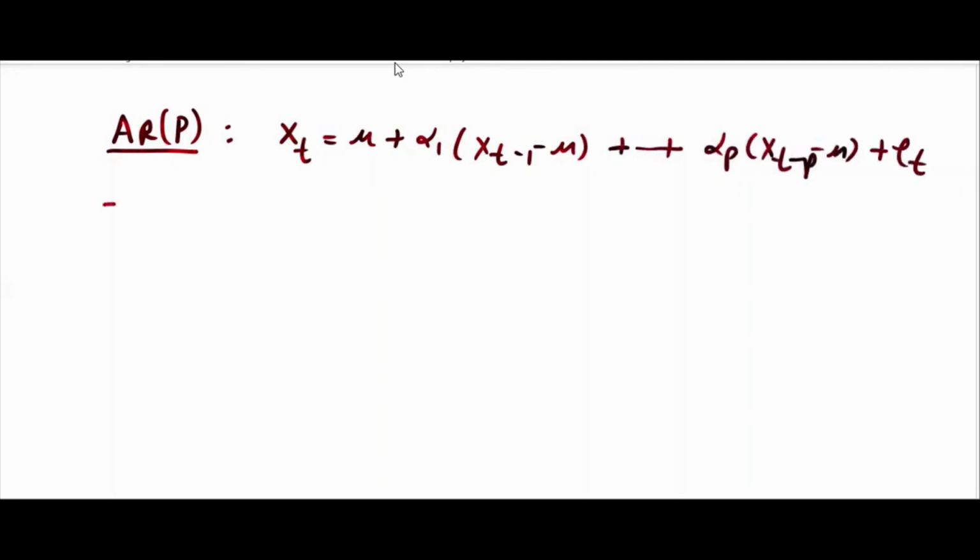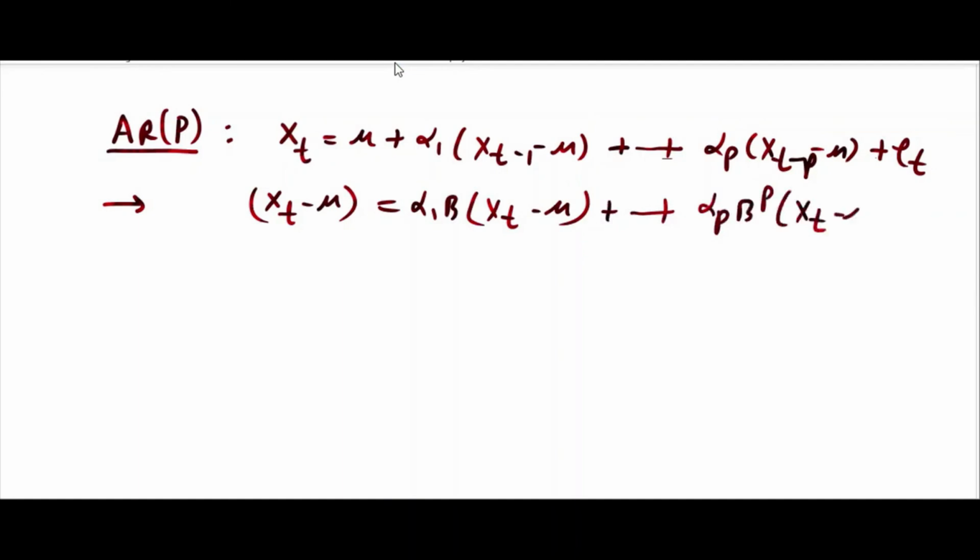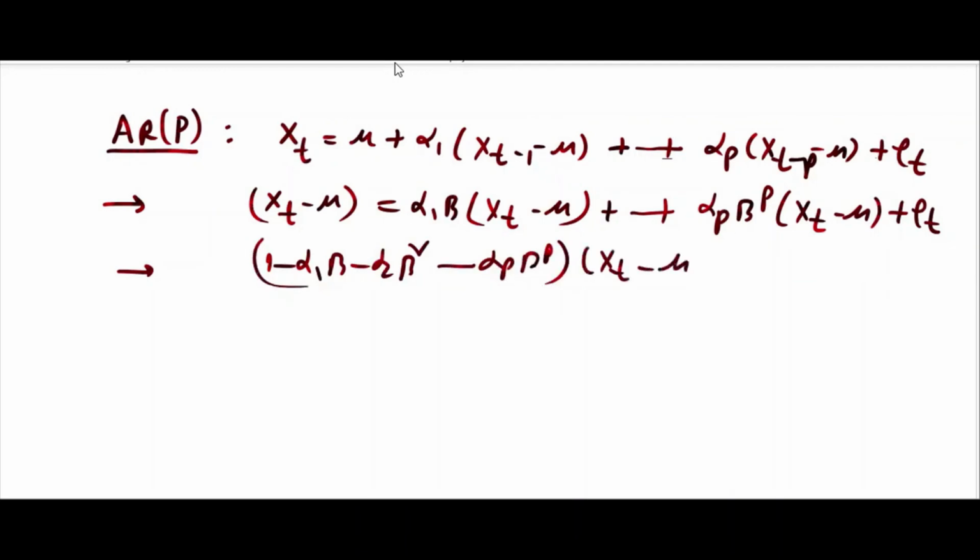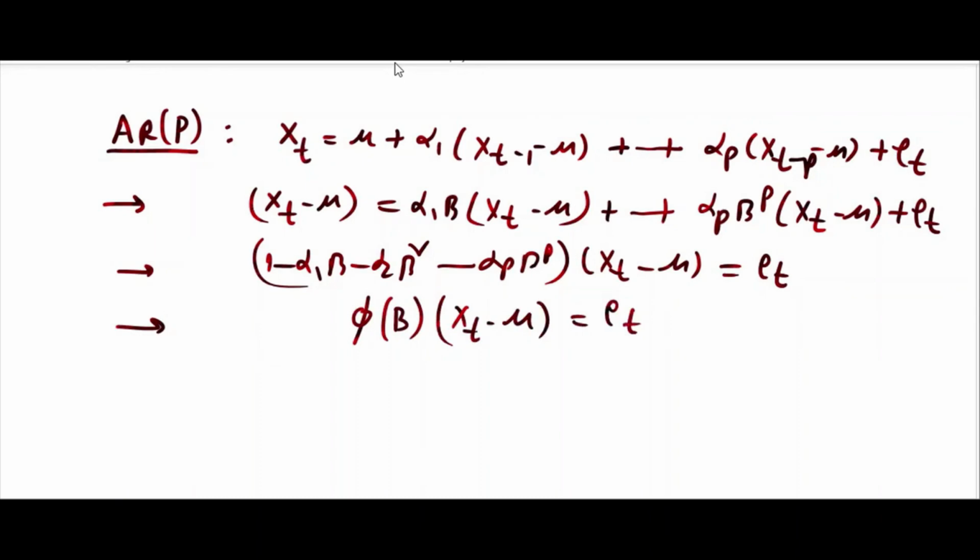This was ARP process. And from this process, if you write this alpha 1 b xt minus mu, because b xt is xt minus 1, b mu is mu, similar to this alpha p bp xt minus mu, okay, plus et, and you take all to the left hand side. The polynomial you will get, 1 minus alpha 1 b minus alpha 2 b square minus alpha p bp, times xt minus mu, that is et. Okay, and for this one you have to give a notation. Today we consider phi b xt minus mu is equal to et. Okay, this is your normal notation.